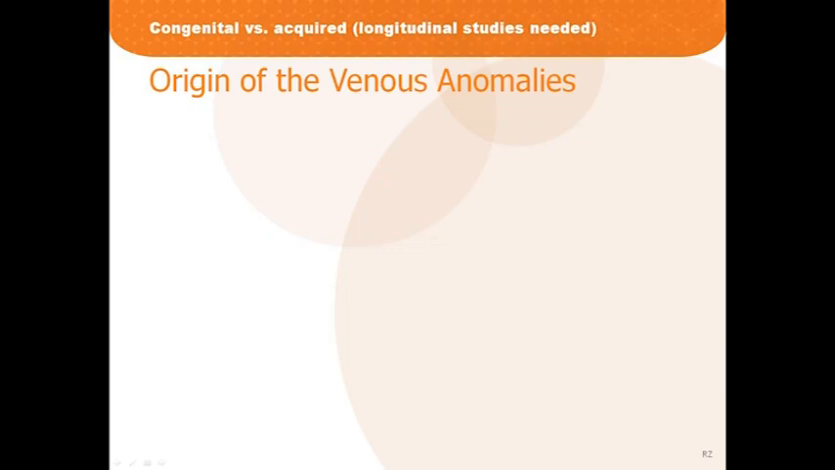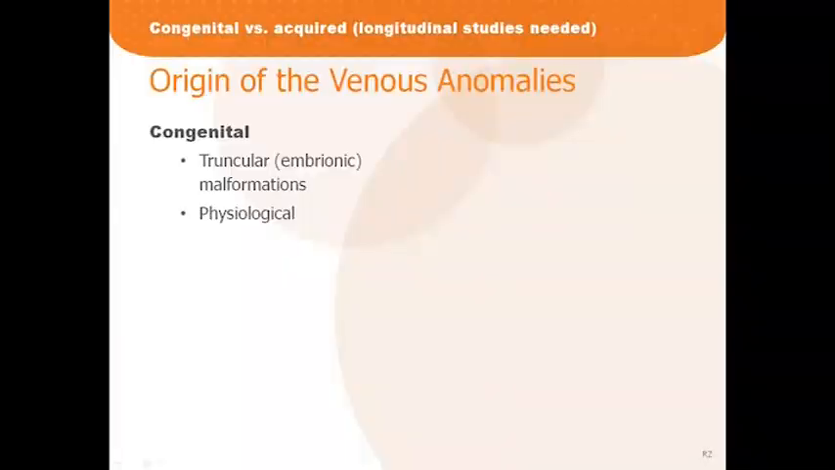But I think we need to understand whether these anomalies are congenital, are you born with them, or they are acquired through the lifetime. And so I think that a number of scientists, including Professor Zamboni, are suggesting that these anomalies are truncular embryonic malformations, which means when the veins are created during your embryonic phase, something happened wrong, and that's why you have these malformations.